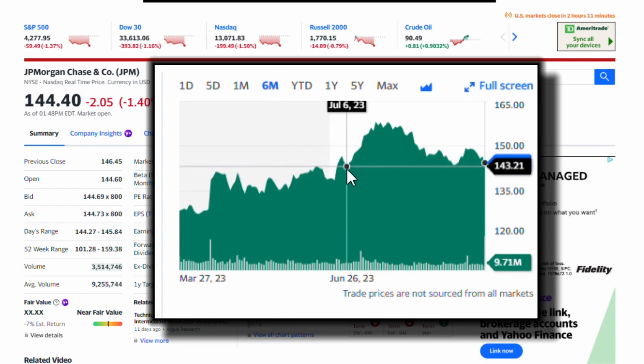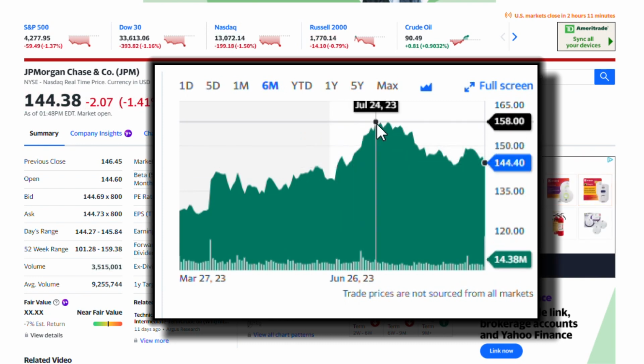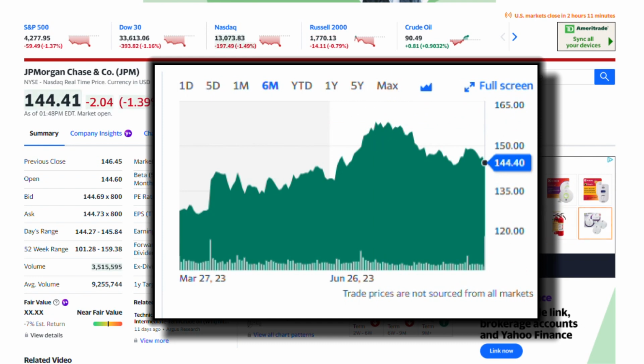But if we go a little further out, you can start to see that there's been a bit of a trading range that it's in right now. And if we go out even further, we can see that other than in mid-July when it peaked a little bit, it's followed a nice steady movement upward.